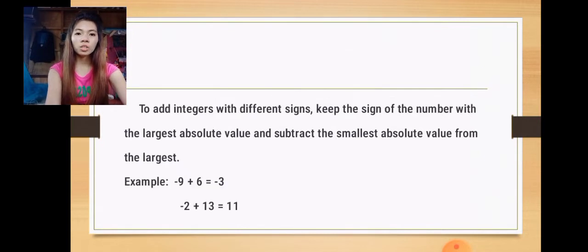Next, to add integers with different signs, keep the sign of the number with the largest absolute value and subtract the smallest absolute value from the largest. For example, negative 9 plus 6 is equal to negative 3. And then negative 2 plus positive 13 is equal to positive 11. So always remember in addition, if they have the same sign, add the two integers and then copy the sign of the largest absolute value.